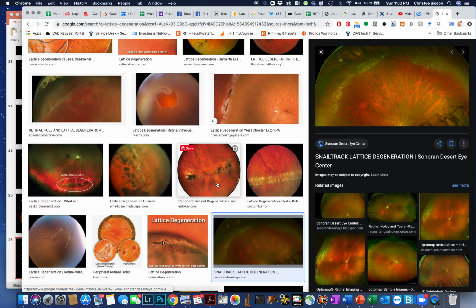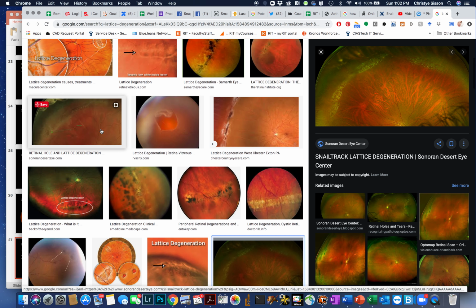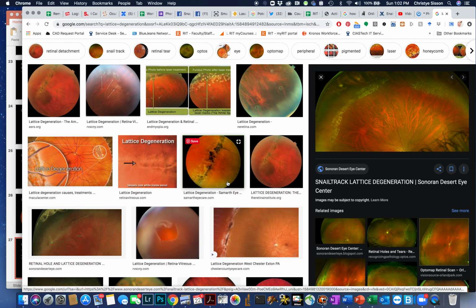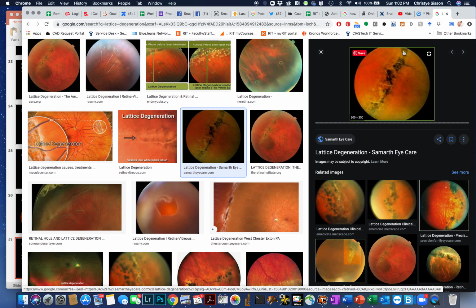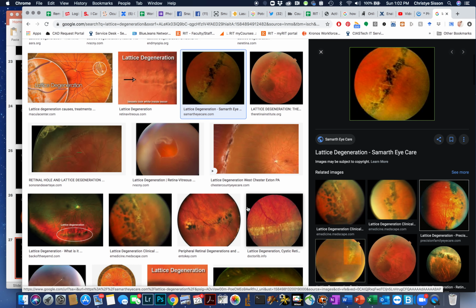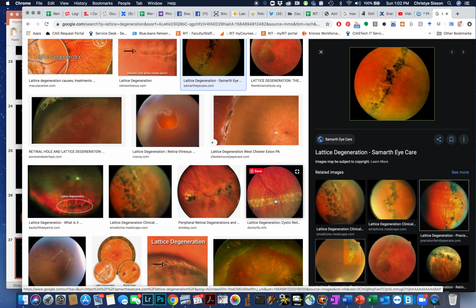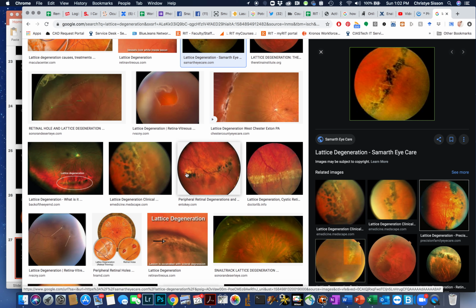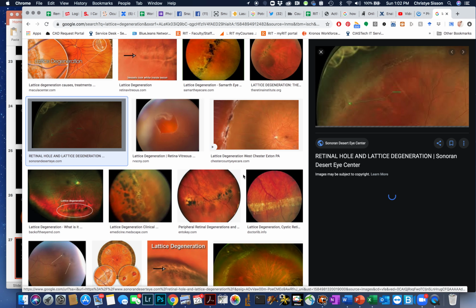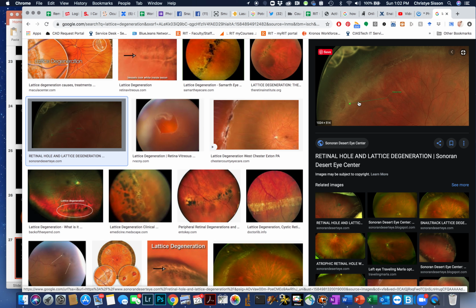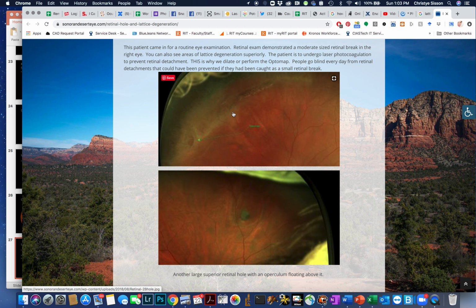But lattice can also have this, let me go back, this kind of blackened center to these snail tracks, indicating RPE damage as that retina is thinning, as the RPE is thinning. So it can have both of these looks. It can either be this sort of whitish type of track, or it can have this sort of black center on top of the whitish sort of thinning and scarring. Sometimes you'll also find a hole along with the degeneration itself, or the lattice itself.